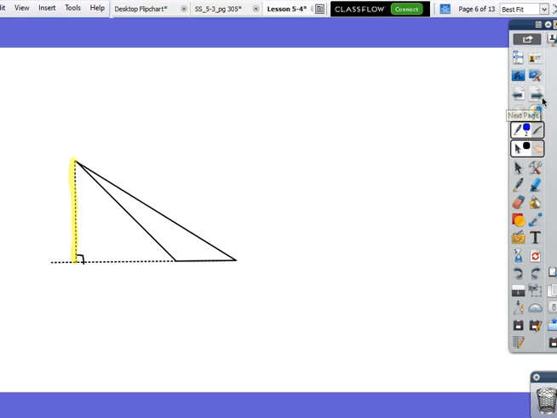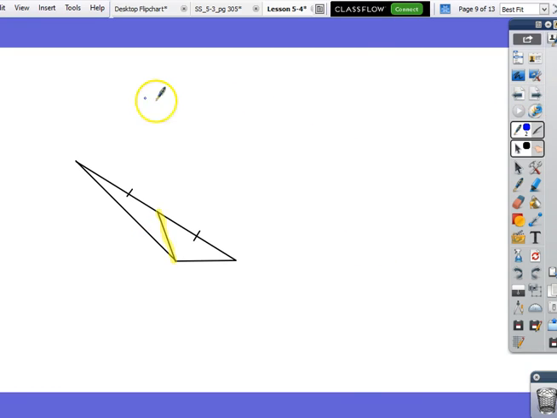So let's take a look at some stuff. The highlighted line, what kind of line is that? Altitude. Why is it an altitude? Corner, right angle. By the way, notice the altitude doesn't have to be inside the triangle. If you have a right triangle, the altitude is the side of a triangle. What's the highlighted line? An altitude. Good. What's the highlighted line? Doesn't go to a corner. Perpendicular bisector.